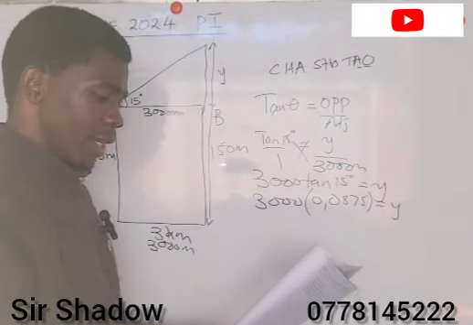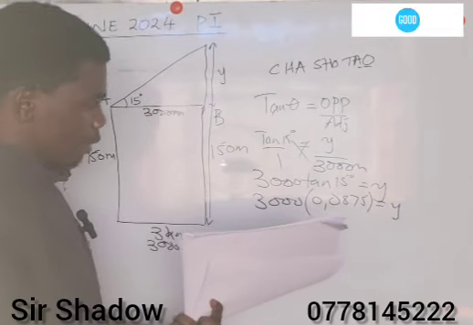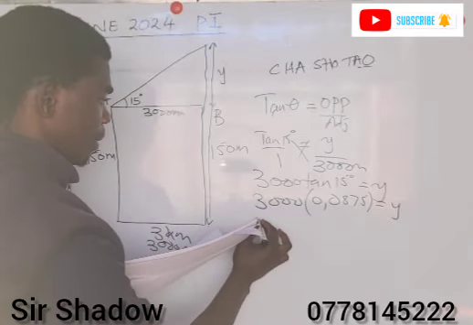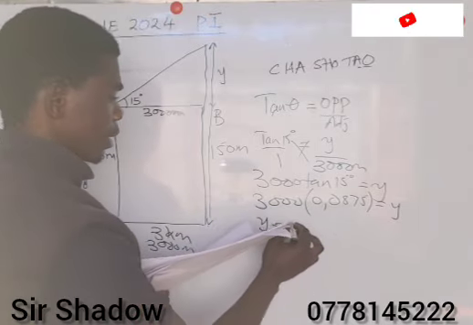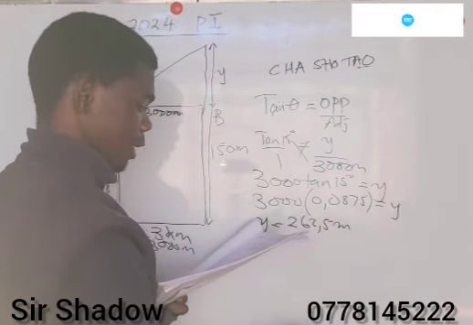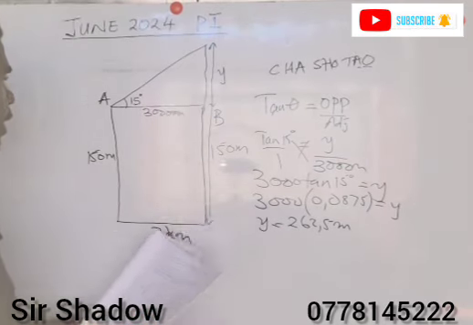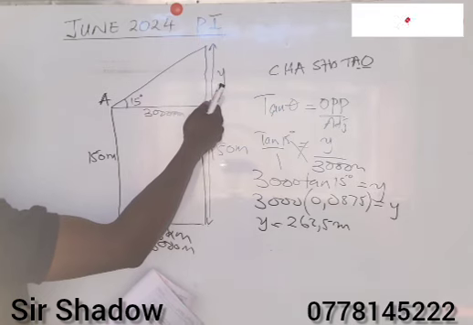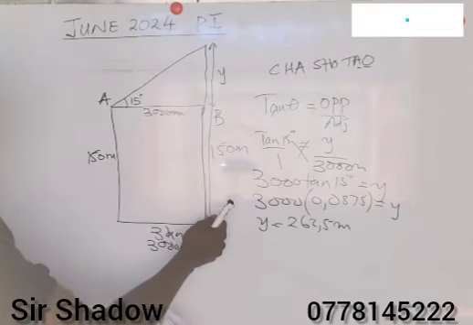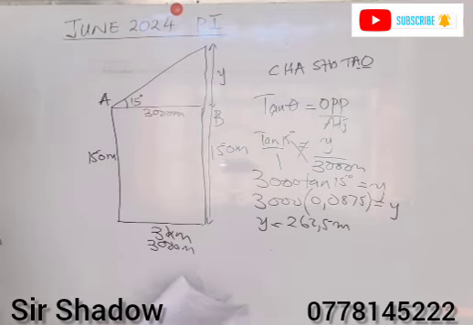Then you want to multiply the two. If you multiply 3,000 by this one, it becomes y is equal to 262.5 meters. So meaning that from this point to this point, y is 262.5, but you are given already the length from sea level to this point, which is 150 meters.